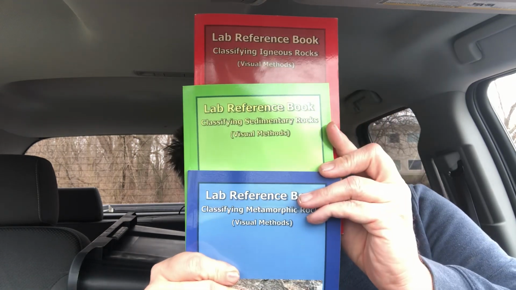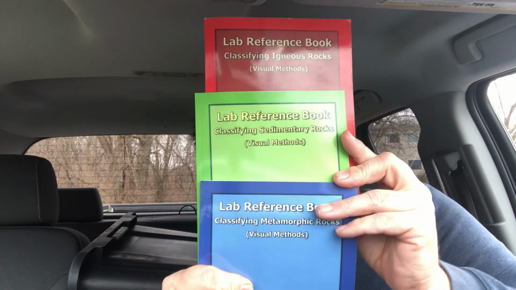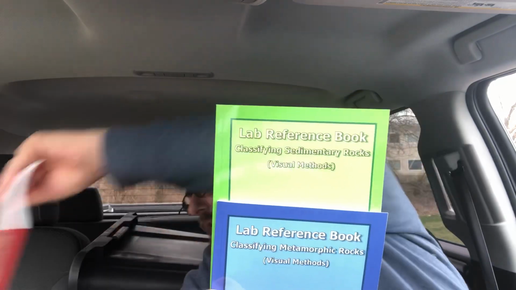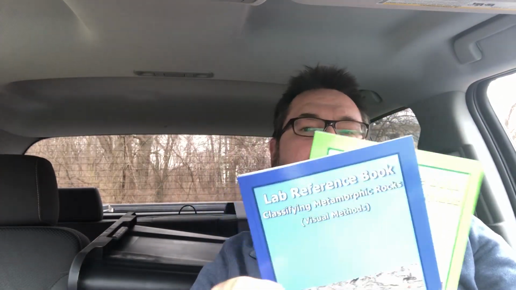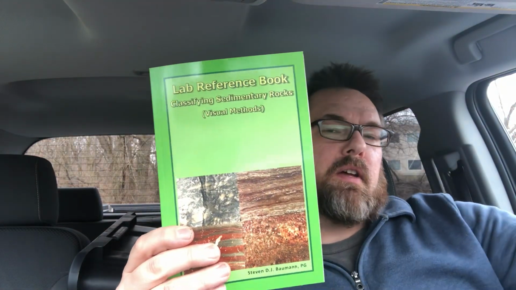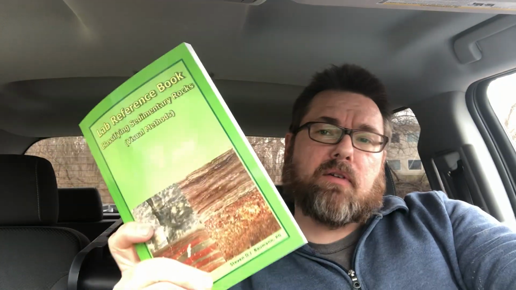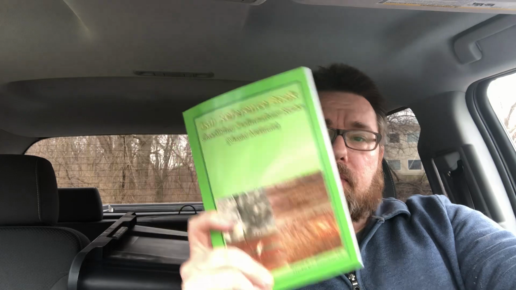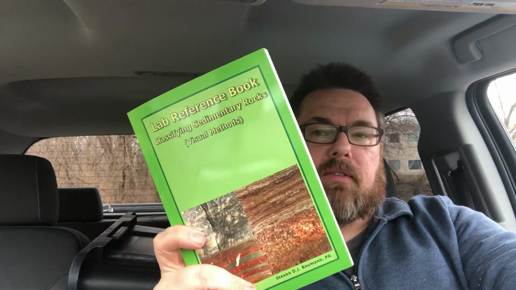Well, I got my author's copies of all three of these books, and as I said, Geo-Rant 97, 98, and 99 are going to be about these. This one's already done. That was the last one. We are going to do this one. This is lab reference book classifying sedimentary rocks via visual methods. Like I said, this isn't for detailed petrographic analysis like using thin sections.